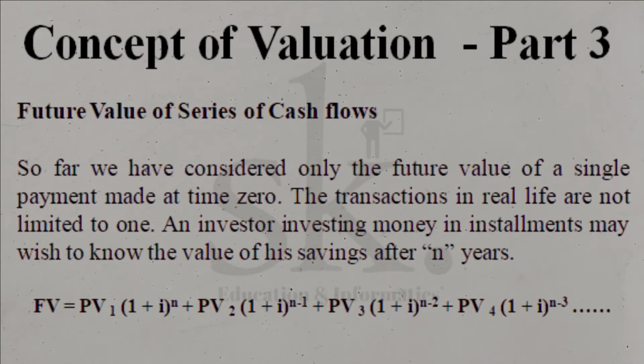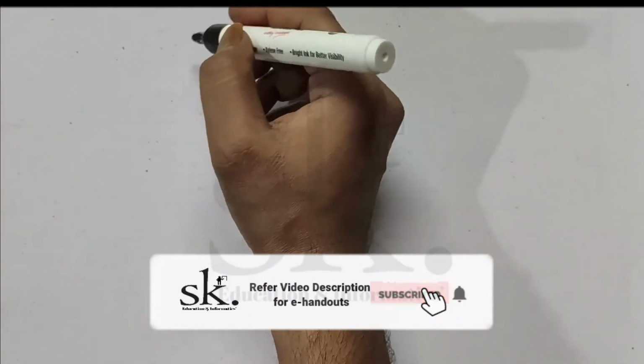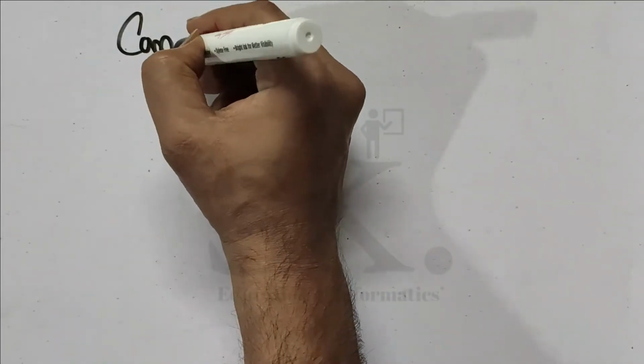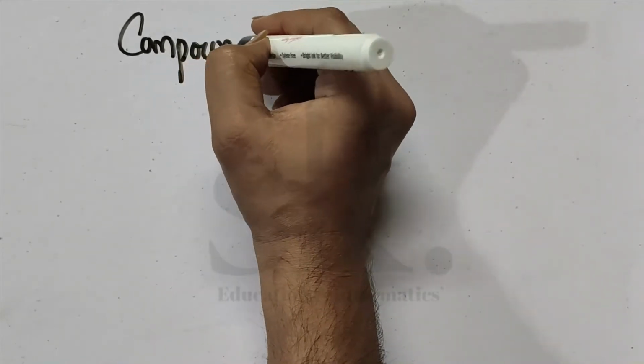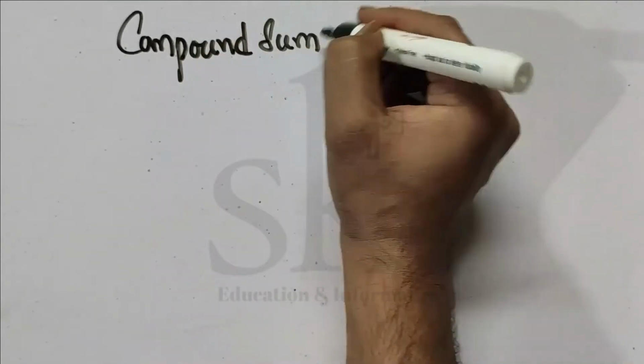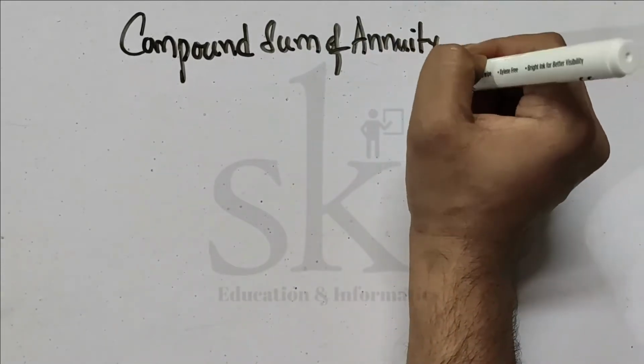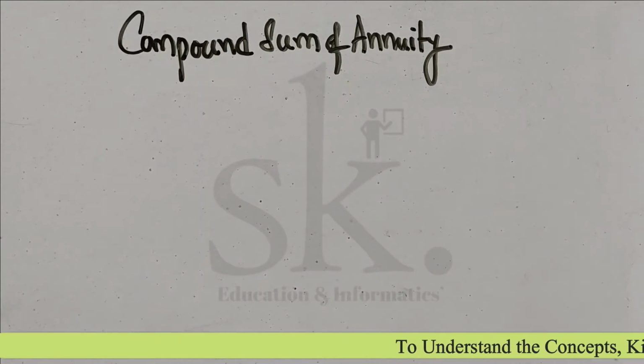That is to say, when there are multiple investments done either at the beginning of the year or at the end of the year, we try to calculate the future value. Today we are going to discuss another valuation concept: the compound sum of annuity.